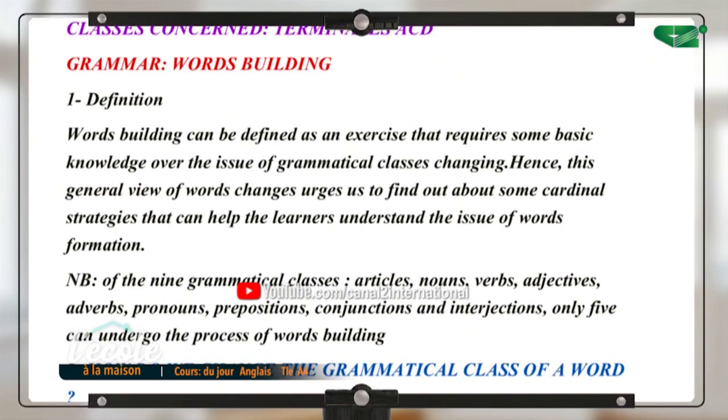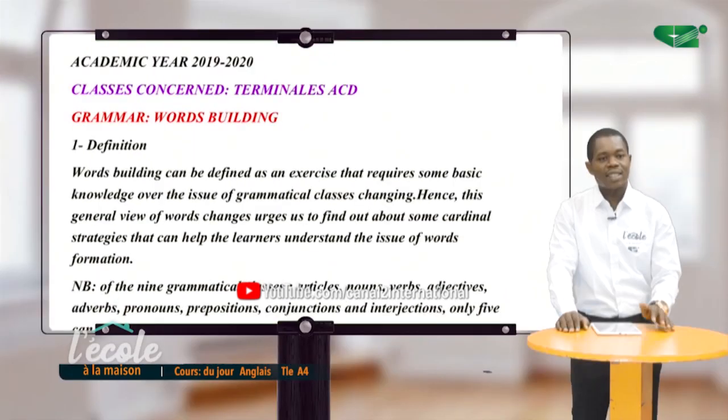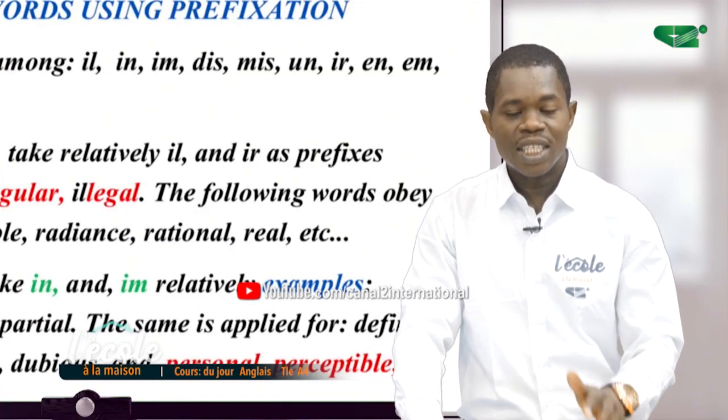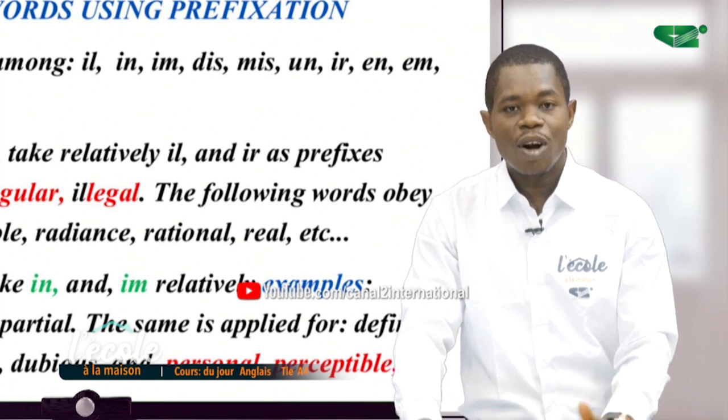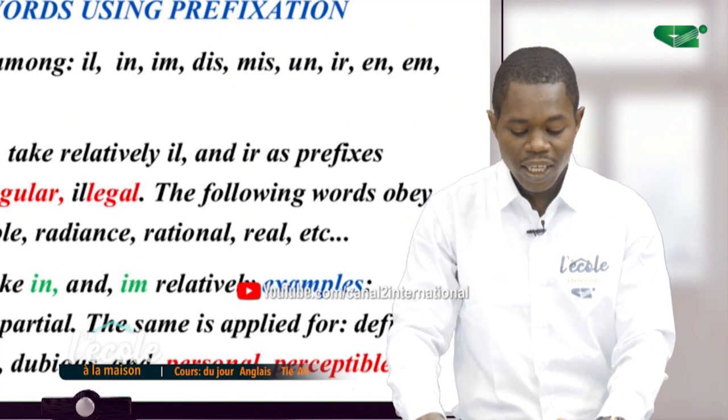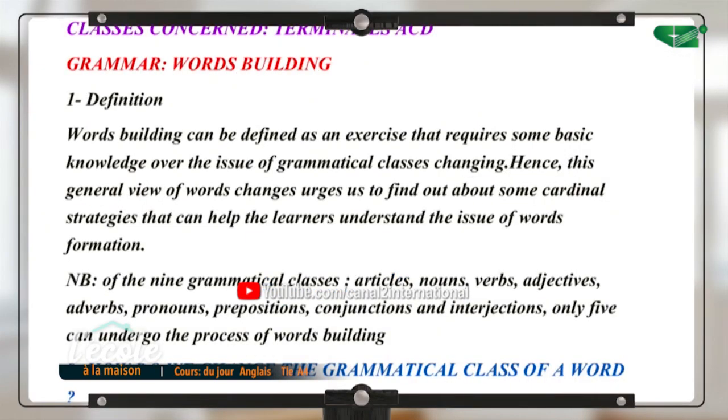We have verbs. We have adjectives. We have adverbs. And there is a 5th class, even though it can be ranked under verbs, which is gerunds. So altogether, we have 5 classes that can undergo the process of word building or word formation.